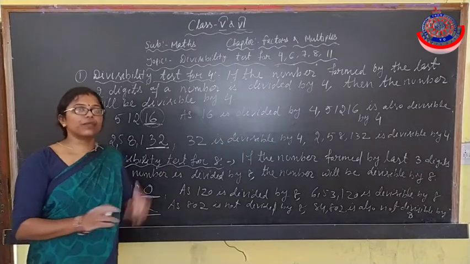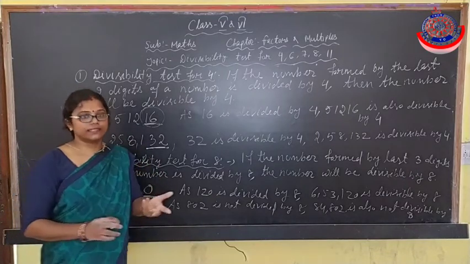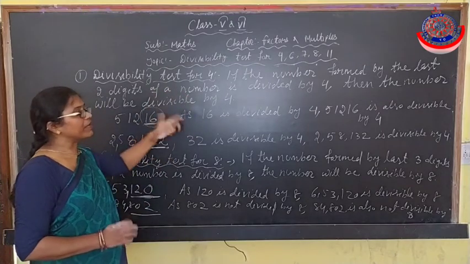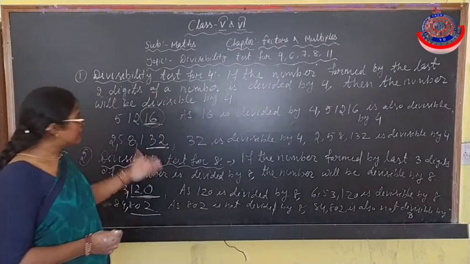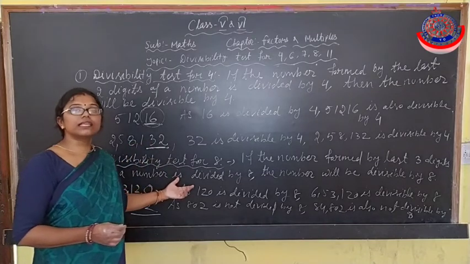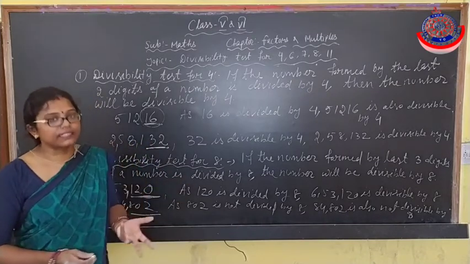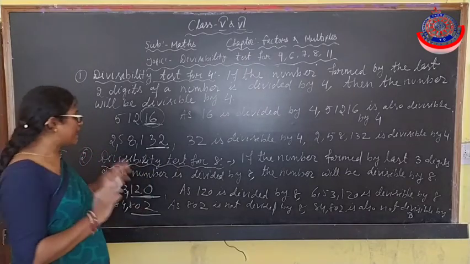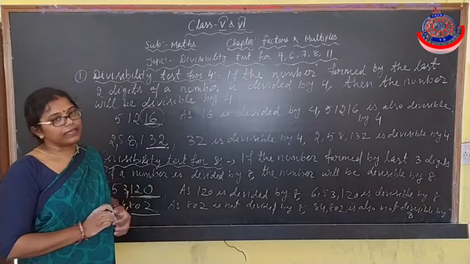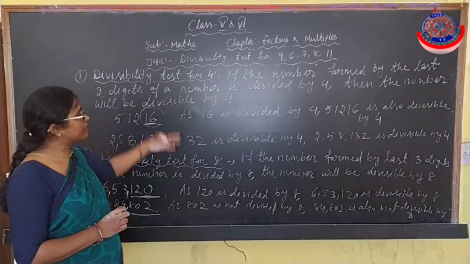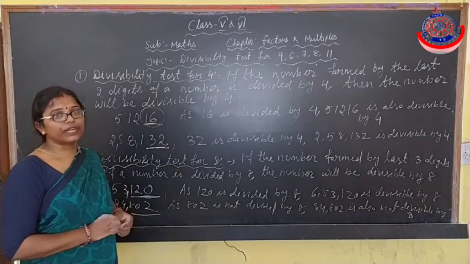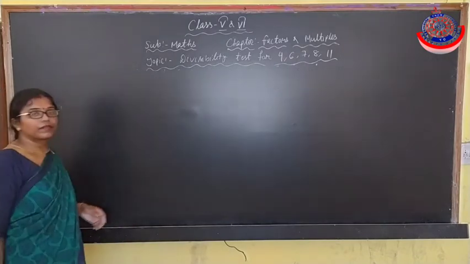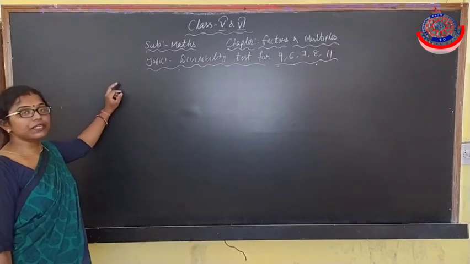In case of 4, we have to consider the last two digits. Then if the number formed by the last two digits is divided by 4, number will be divisible by 4. Similarly, in case of 8, we have to consider the last three digits. If the number formed by the last three digits of a number is divisible by 8, number will be divisible by 8. I think now you are clear about the divisibility test of 4 and 8. Now we will check 6 and 7. Now divisibility test for 6.